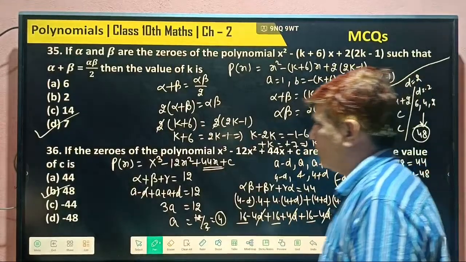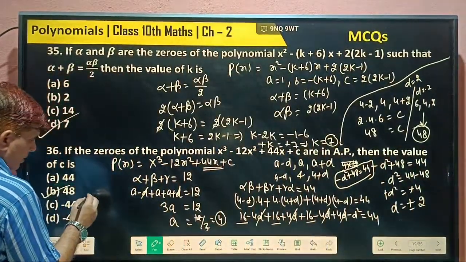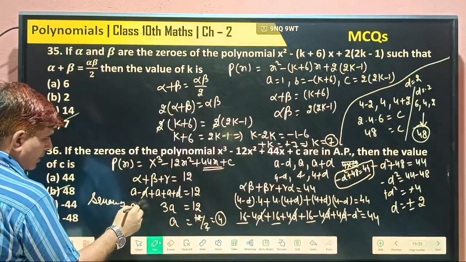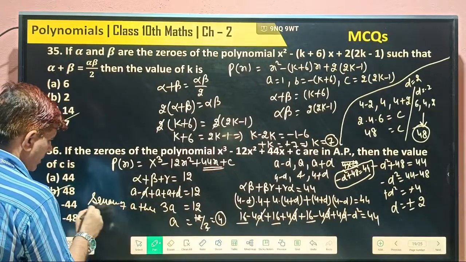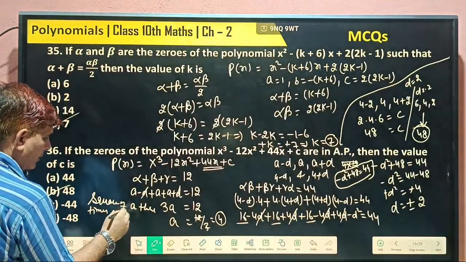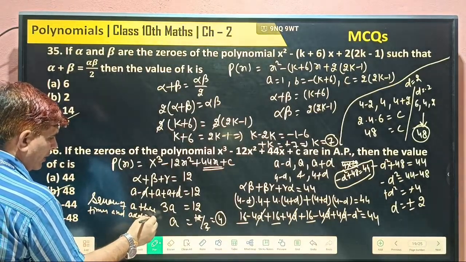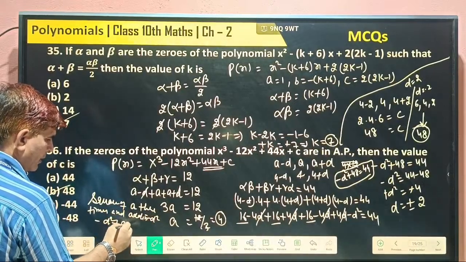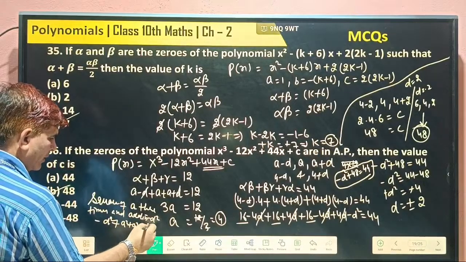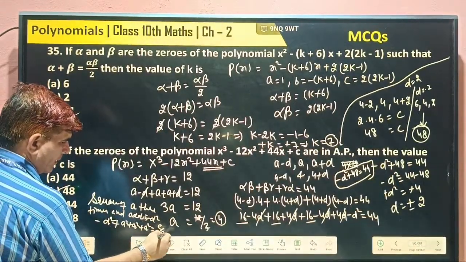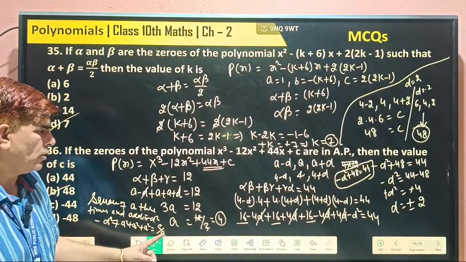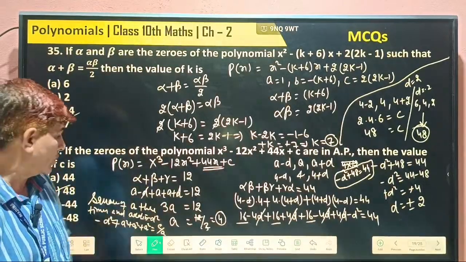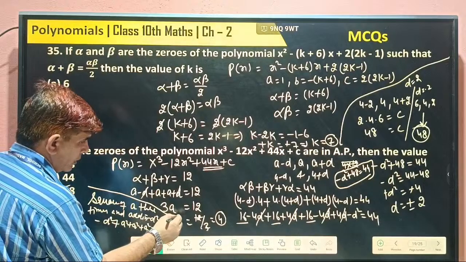So what's the formula if you don't know it? It means square of a, 3 times, and add d square minus d square plus a square plus a square plus a square is equal to c by a. This a and this a are not the same. Here a is the zeros and here a is the coefficient of x cube. So directly you can use this formula.